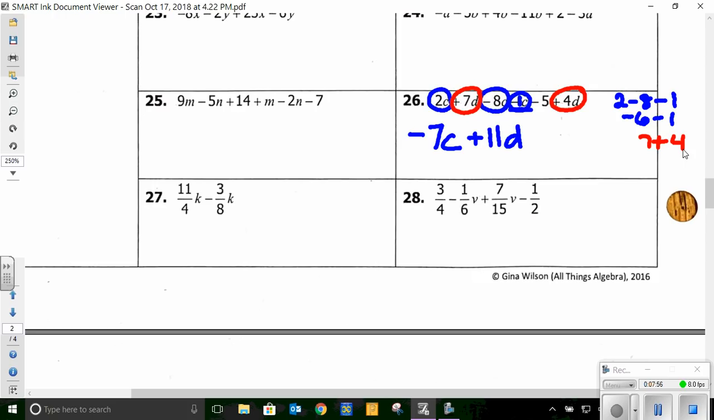All right, the last thing we have, pretty simple. All I have left now is my constant that's all by himself, negative 5, and I'm just going to bring him down. He's minus 5. And that is my expression simplified right here.